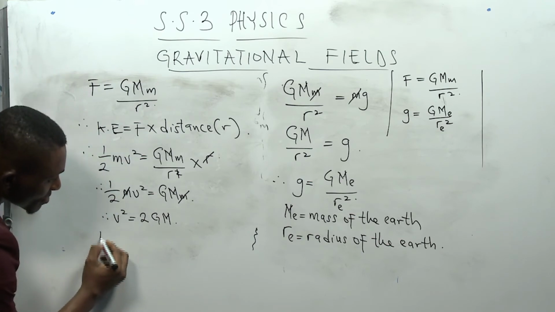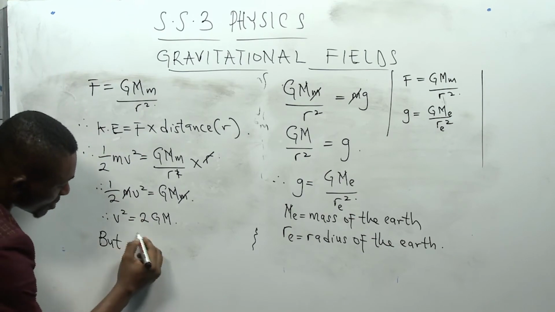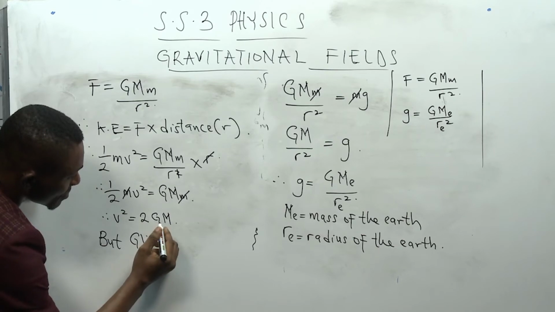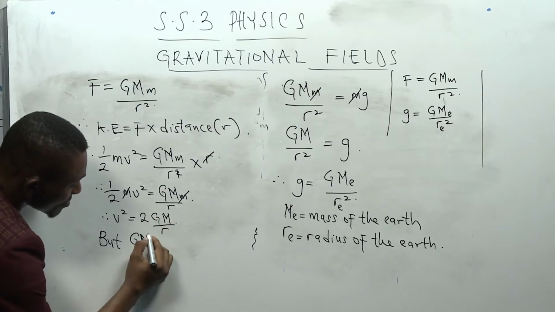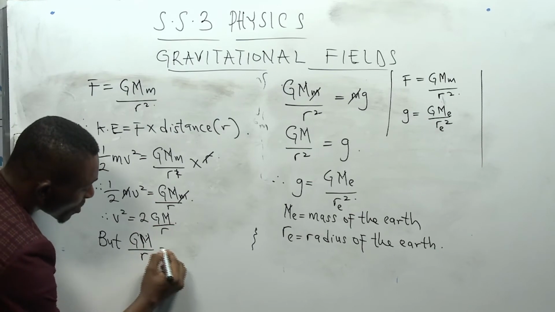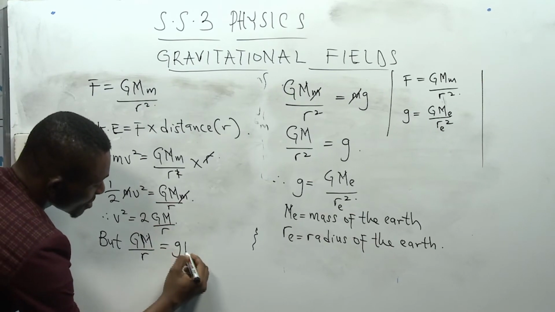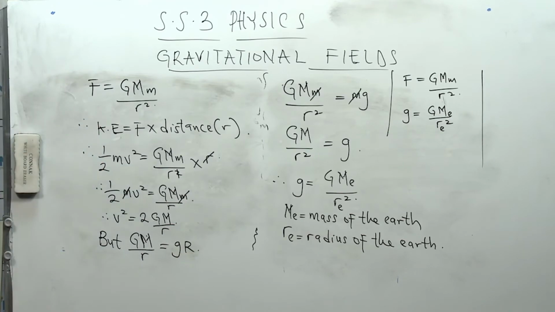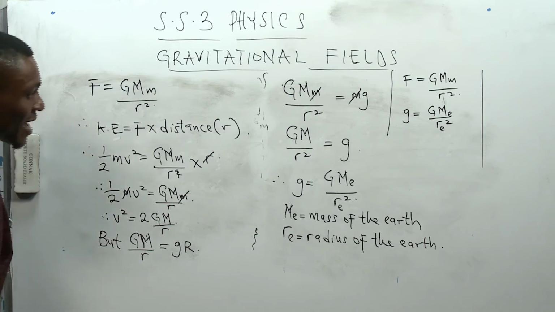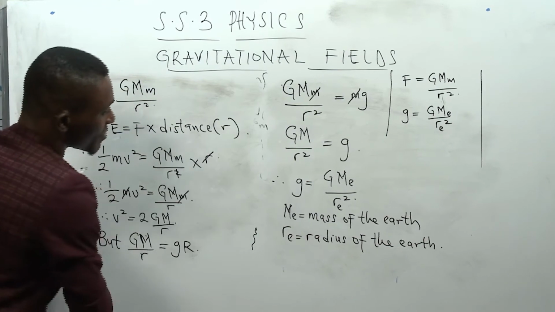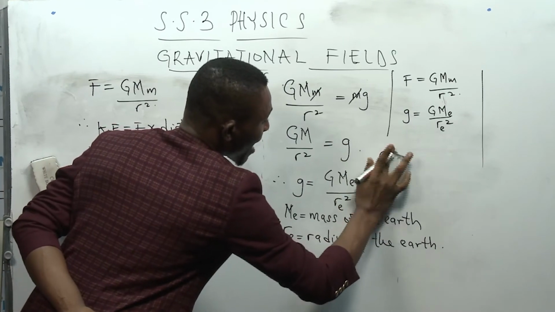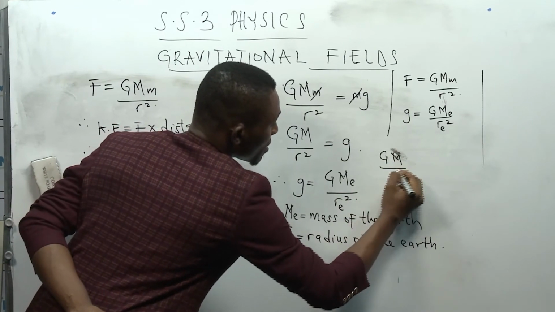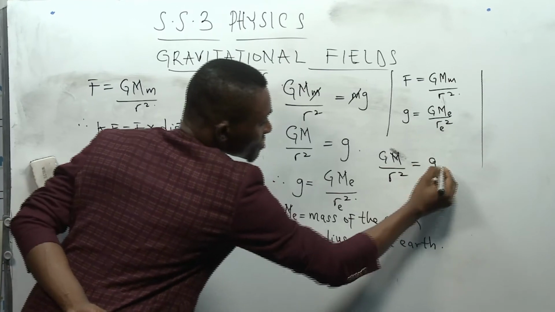But GM over R is equal to gR. GM over R is equal to what? gR. How do I get that? From this part of this equation here, where we say that GM over R squared is equal to g.